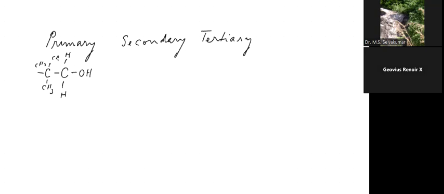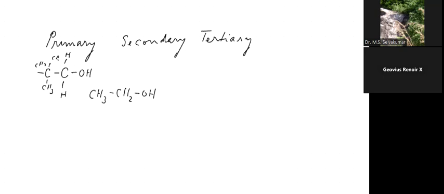So you look here, this is primary alcohol. Ethanol is a primary alcohol. CH3CH2OH. This is primary alcohol because the carbon to which the OH group is attached is attached to only one more carbon. Now, what is a secondary alcohol?